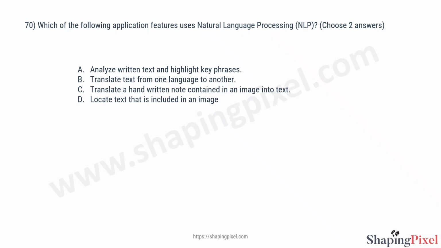Question number 70. Which of the following application features uses natural language processing, NLP? Choose two answers. And we have the following four options. Option A, analyze written text and highlight key phrases. Option B, translate text from one language to another. Option C, translate a handwritten note contained in an image into text. Option D, locate text that is included in an image. So the right answer here is option A and option B.